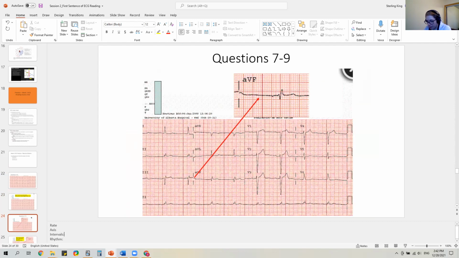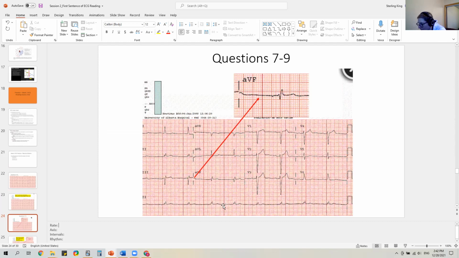So as you can tell, I always do rate and axis first. Rhythm, some people do before intervals. It really doesn't matter. You're always going to do these 4 things first, and they should all work together to get your first sentence. So let's have a look at the rates. Let's try to find one.